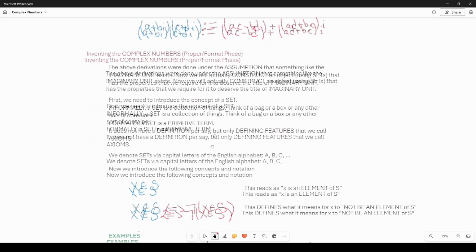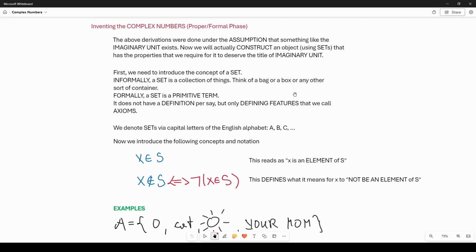So the above expansion of our toolbox was done in an informal, naive manner where we just assumed that something like the imaginary unit exists. But now I would like to actually construct a mathematical object that will perform the role of the imaginary unit.